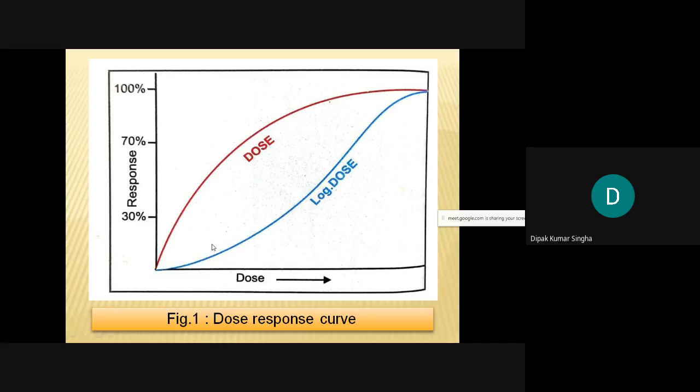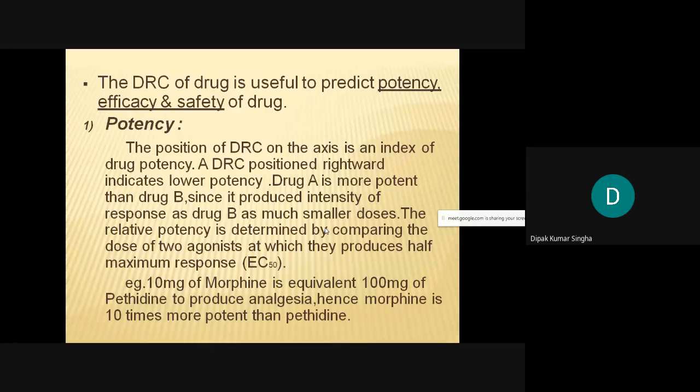Another is the log dose. Here the dose is increasing in order, and the curve is hyperbolic. But here this is the log dose. When the response is plotted against the log concentration, the curve becomes sigmoid. So the DRC is useful to predict the potency, efficacy, and safety of drugs.